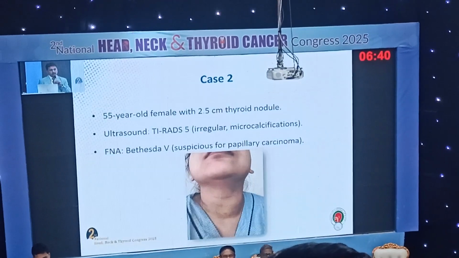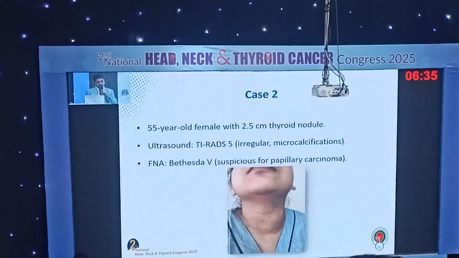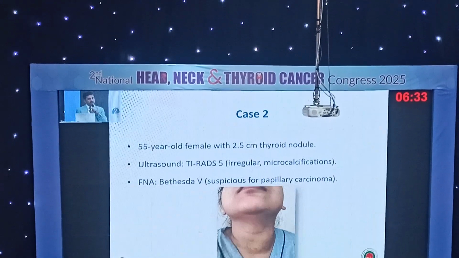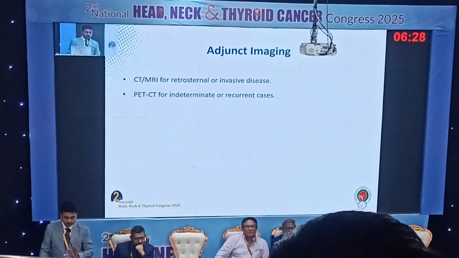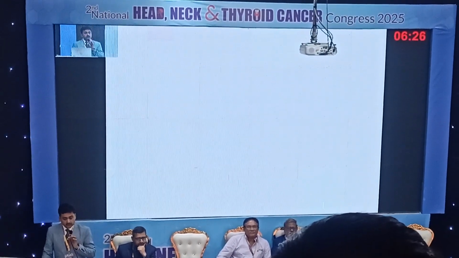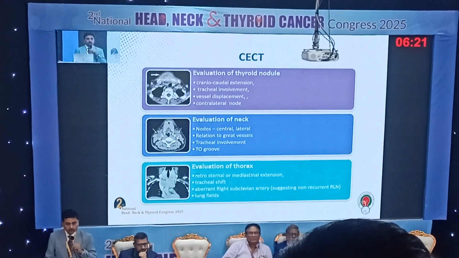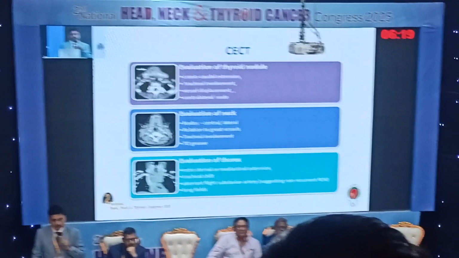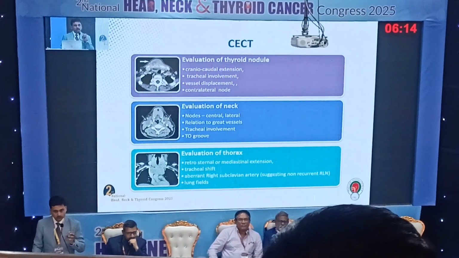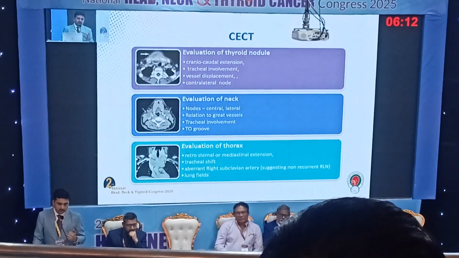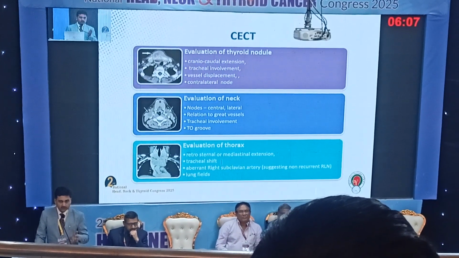Now say a second case, a 55-year-old female with a 2.5 centimeter nodule, ultrasound was TI-RADS 5, irregular, with microcalcification, FNAC is Bethesda 4. So we are dealing with a suspicious thyroid lesion. What next? We need further information over and above ultrasound. We need to know the characteristics of the nodule, its relation with the thyroid surroundings, the important vital organs, great vessels. You need to understand whether there are nodes, any retrosternal extension, any involvement of surrounding structures like trachea, esophagus.